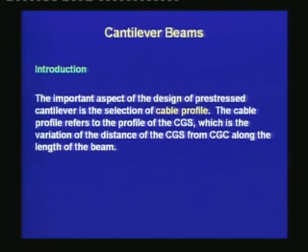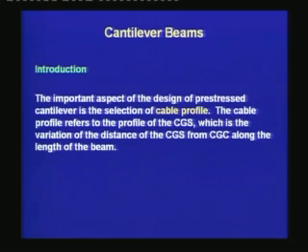The important aspect of the design of prestressed cantilever is the selection of cable profile. The cable profile refers to the profile of the CGS, which is the variation of the distance of the CGS from CGC along the length of the beam.